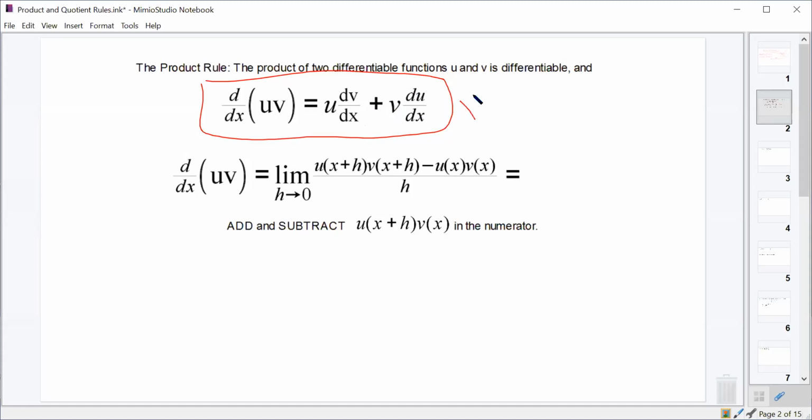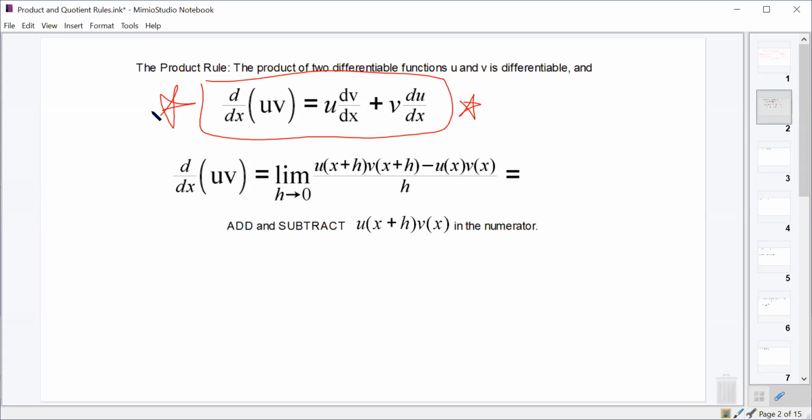Good? That's the rule. We're going to prove the rule right now. This rule you will need to memorize and know forever from now until the end of your life. Sound good? Yeah. All right, cool. So let's prove it.